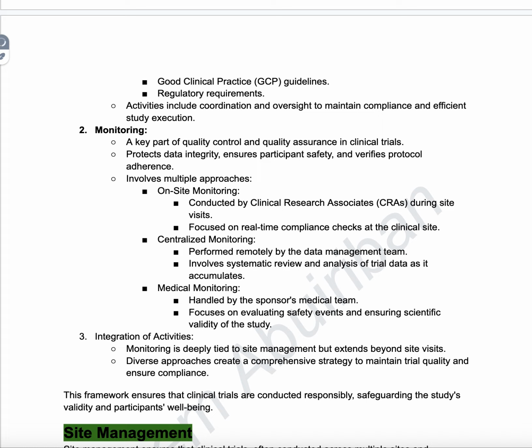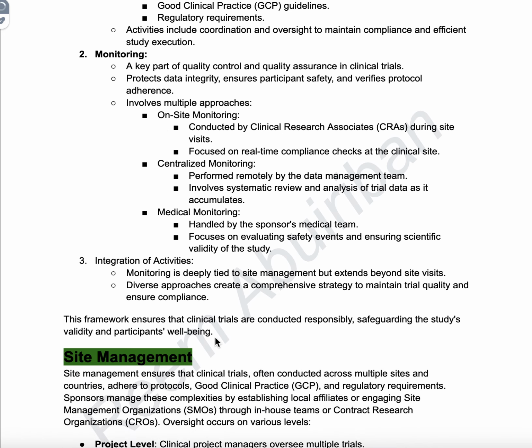So we can recognize that on-site monitoring is conducted by clinical research associates, which is so important, centralized monitoring is by the data management team, and medical monitoring is by the sponsor's medical team, so we have to focus on that. On-site monitoring is associated with checks at the clinical site. Centralized monitoring involves systematic review and analysis of trial data. And medical monitoring is about safety events and scientific validity of the study. So that is an overview of monitoring.